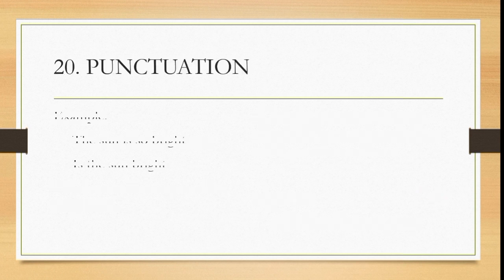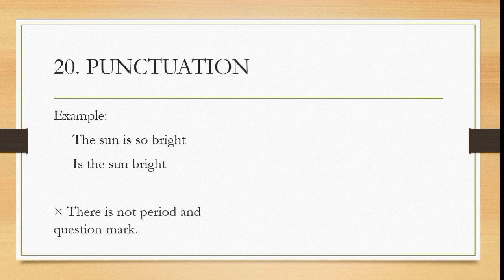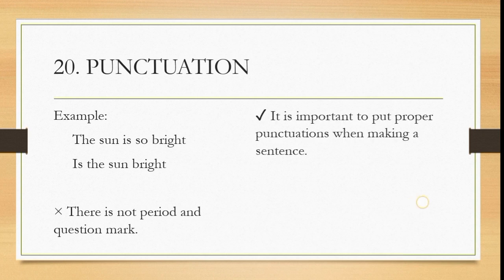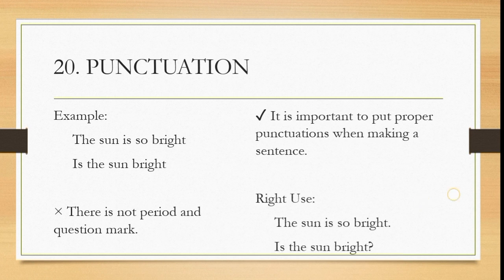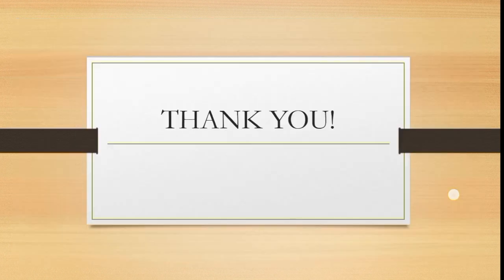Lastly, the punctuation. Example, the sun is so bright is the sun bright. There is no period and question mark in the sentence, and that's a mistake because punctuation is important to put when making a sentence. Example, The sun is bright. Is the sun bright? That will be all. Thank you.